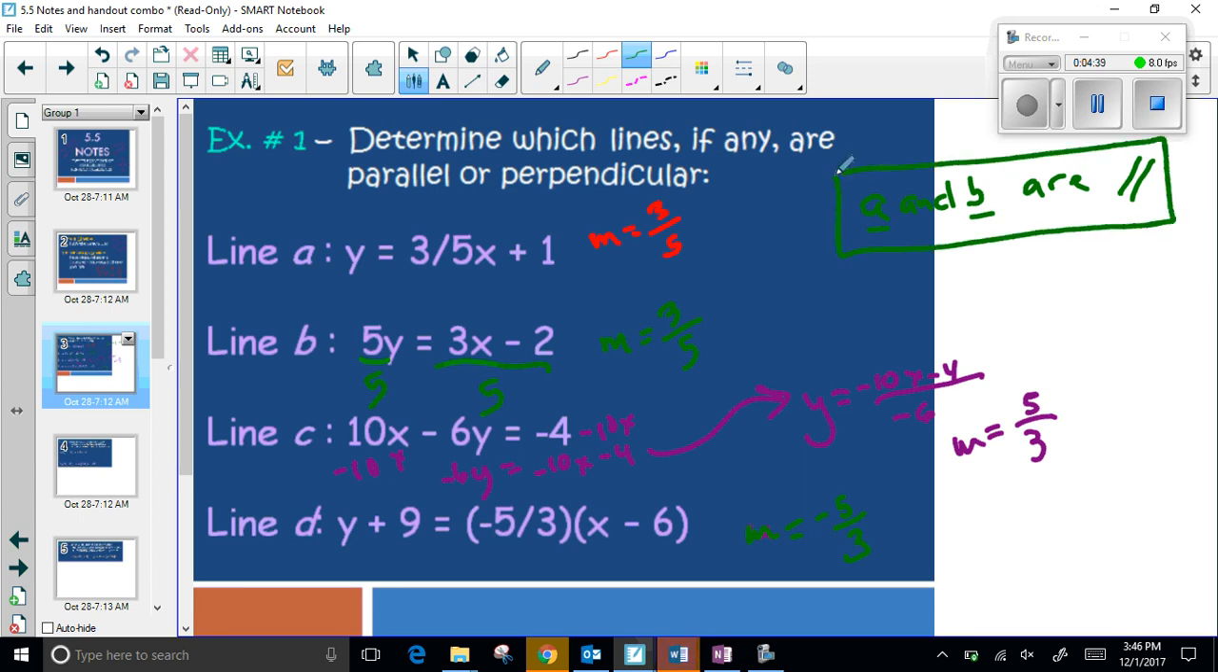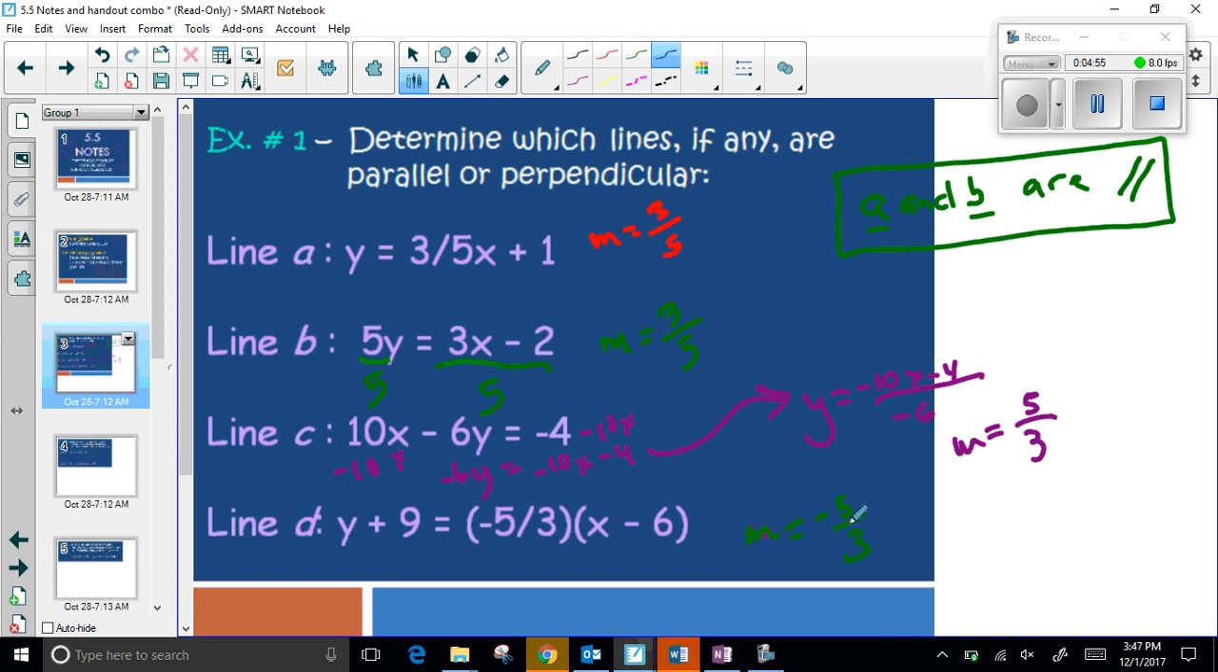That's an easy one. Okay, and then do I see any that are perpendicular? They've got to be opposite of that. So I'm looking for the opposite of 3 over 5, so it's 5 over 3, but it's also got to be negative. Well, I see that down here.